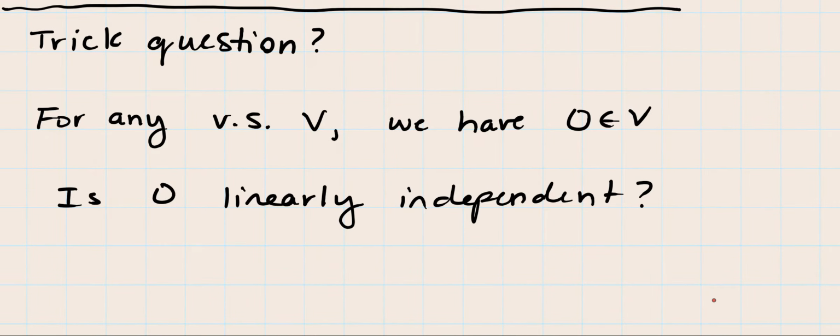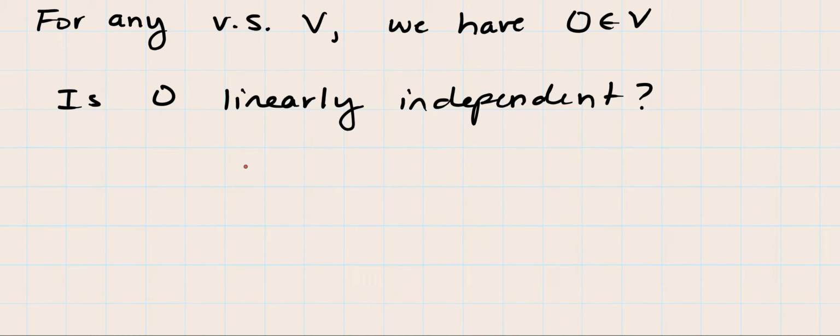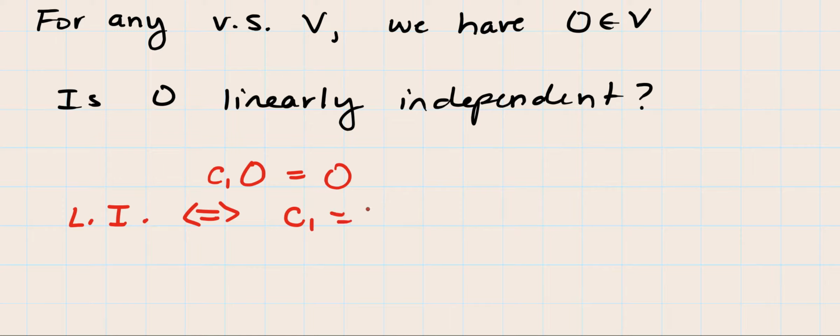Okay, I have a trick question for you. For any vector space V, we know we have the 0 vector in V. Is 0 linearly independent? It seems strange, right? I only have one vector, and I'm asking if this vector is linearly independent. Let's use the definition. If I put the 0 vector here, and I put a scalar in front of it, well, for it to be linearly independent, this is true if and only if C1 is equal to 0.